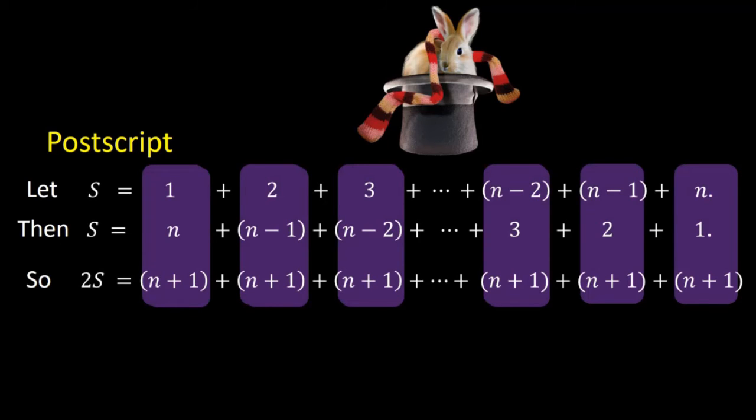But now I'm going to add these two formulas together. And on the left side, I'm just going to get 2S. But if you look at each column adds up to n plus 1. And there are n columns. So that means that 2S is actually equal to n times n plus 1. And then you just divide both sides by 2. And you get S is the formula that I used earlier in the video.